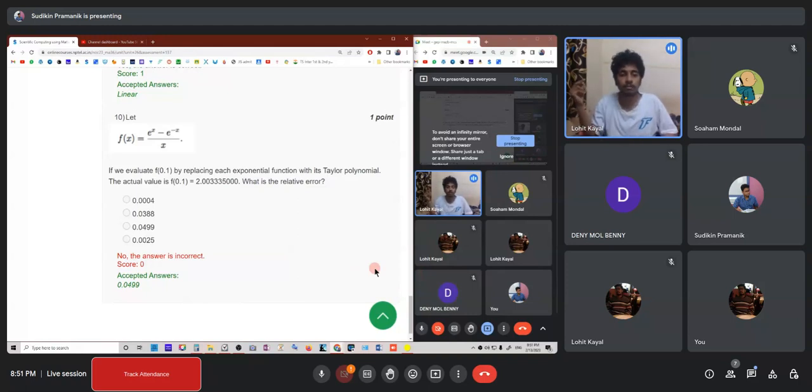The function is f(x) equal to e to the power x minus e to the power minus x, divided by x. This is the question: if we evaluate f(0.1) by replacing each exponential function with its Taylor polynomial, the actual value is 2 point something. What is the relative error?